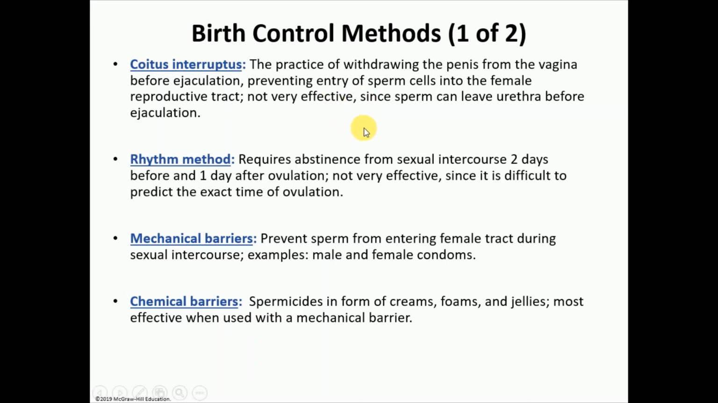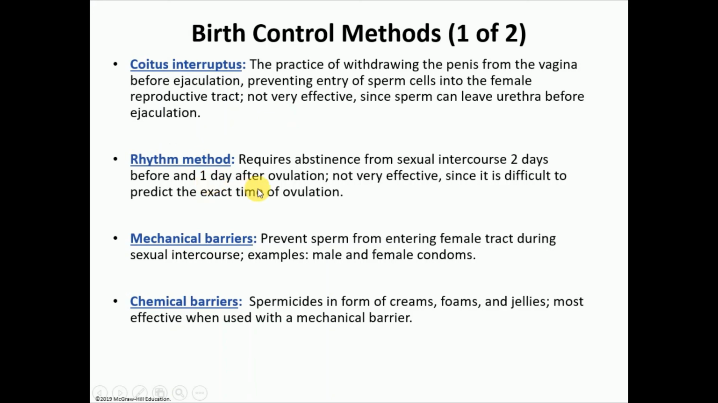Another thing is that sometimes sperm actually leave the urethra before ejaculation. There is some fluid that comes out of the penis before the actual ejaculation occurs, and some of that fluid does have sperm already. So even if they are successful in doing this, it might still lead to some sperm reaching there. So it's not a very effective way of contraception.